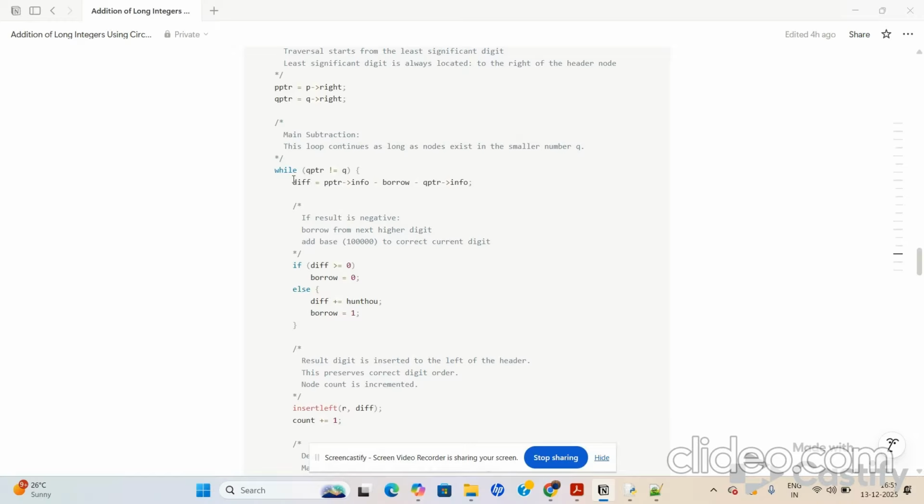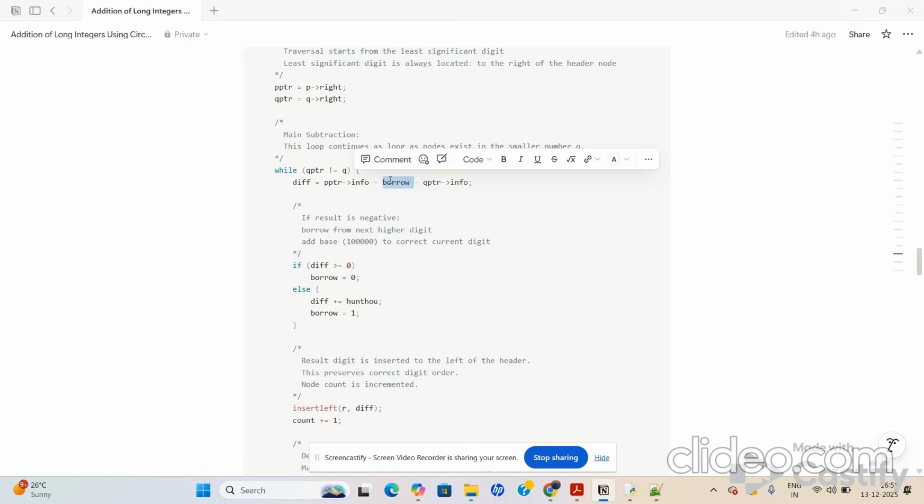What it does is it subtracts the digit group from q. Okay, so you have the number from group p, and you subtract the number from q, and if there exists any borrow from the previous step, it is also subtracted. So that means simply you can say that the difference is p minus q minus borrow.